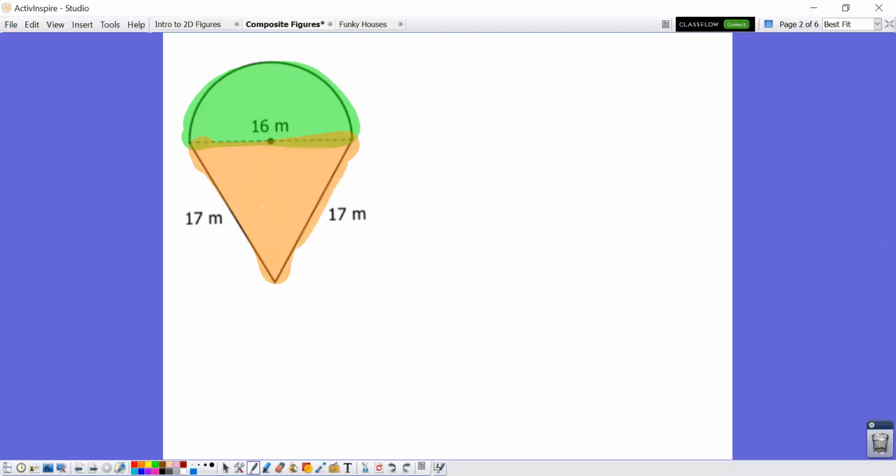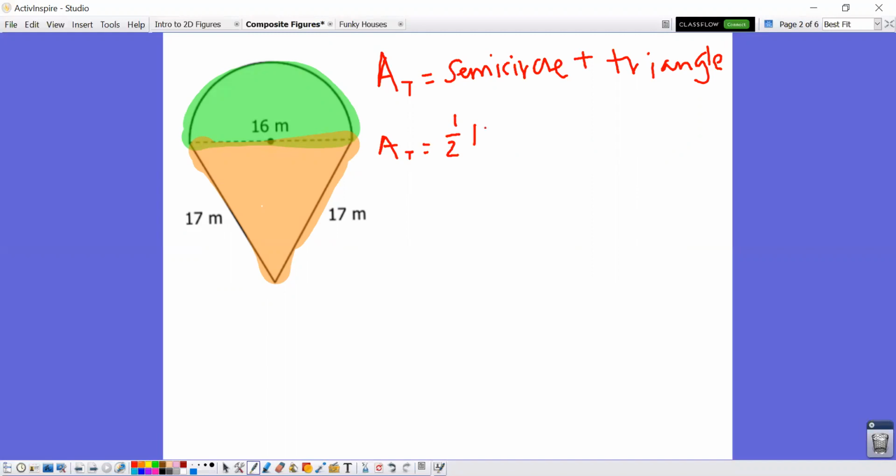So that means that we have a total area that is a semicircle plus a triangle. And we know how to find both of those areas on their own from our video from Monday. So a semicircle is going to be half pi r squared. And then we're going to add in our triangle. That's half of the base and height of that triangle.